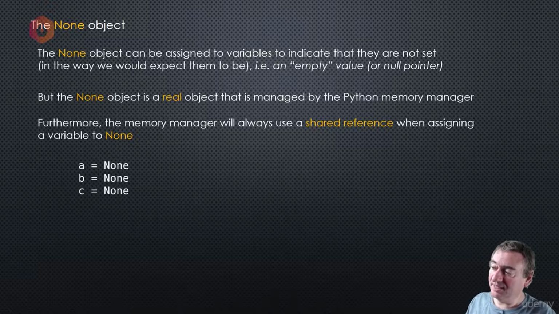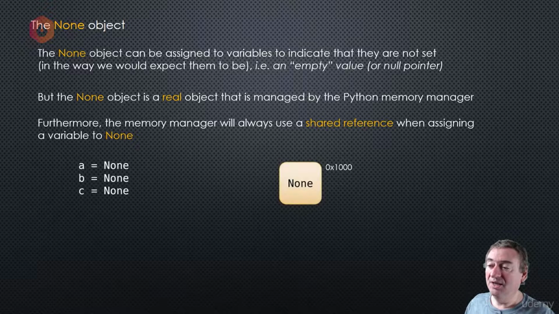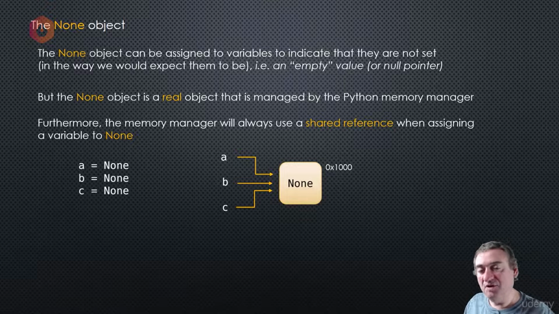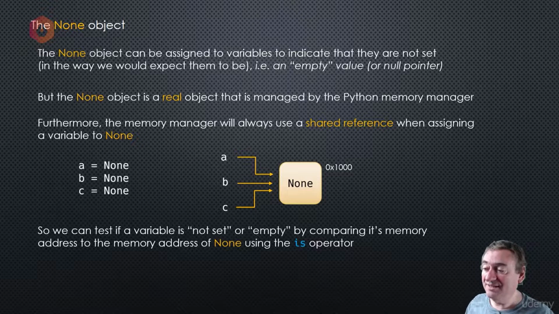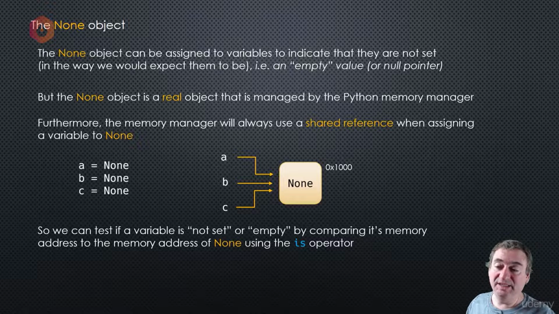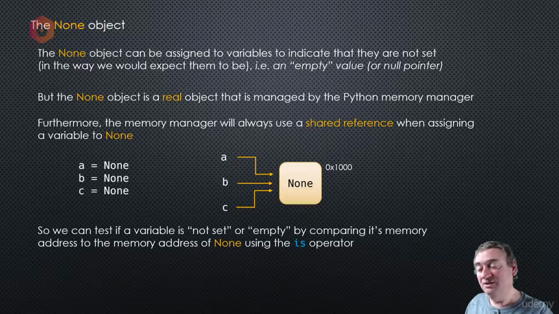So this means that if we set, let's say, A, B, and C to None, right, then A, B, and C are all pointing to the same object in memory. And throughout the lifetime of your application, it will always point to the same object, to the same memory address. Now, as you run your program from one time to another, that memory address may change, but throughout the lifetime of your application, it will be the same. So we can test if a variable is not set or empty by comparing its memory address to the memory address of None using the is operator.